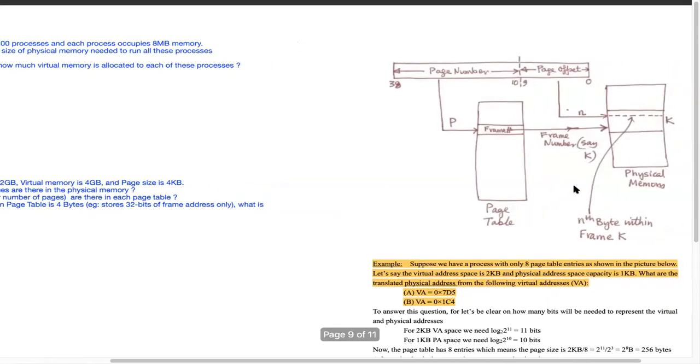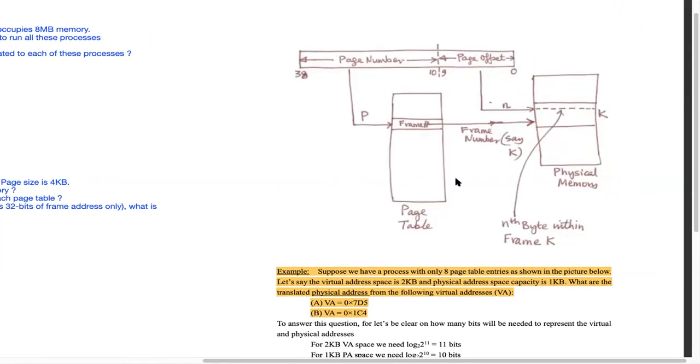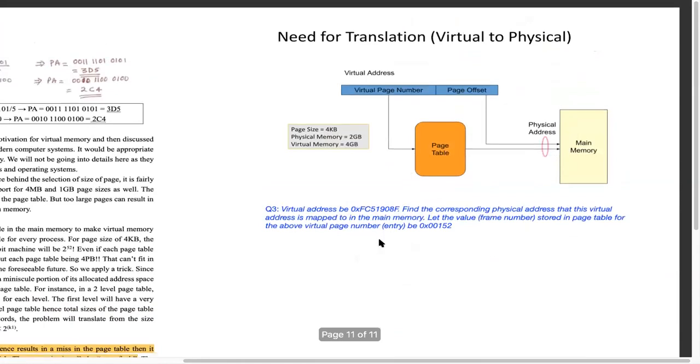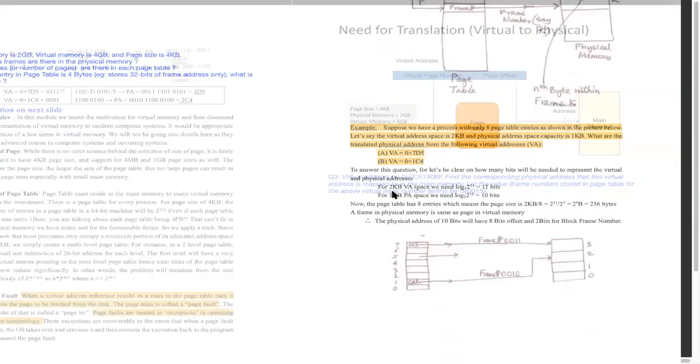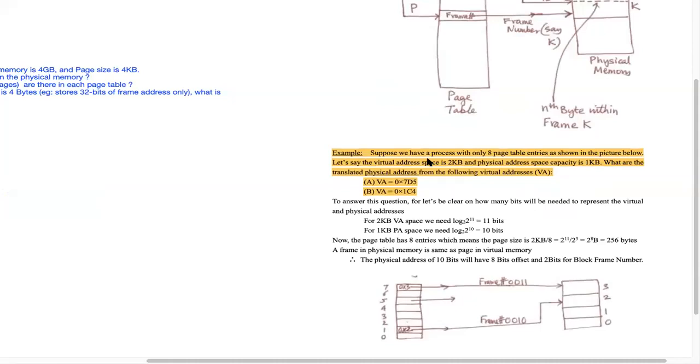Okay, great. So that brings us to this mapping question now, which I've highlighted. Let's look into this question. Suppose we have a process with only 8 page table entries as shown in the picture below. Hopefully you can see this. So what we see here is a page table. There are 8 pages in the page table, numbered 0, 1, 2, 3, 4, 5, 6, 7. Right? So these are your addresses in the page table.